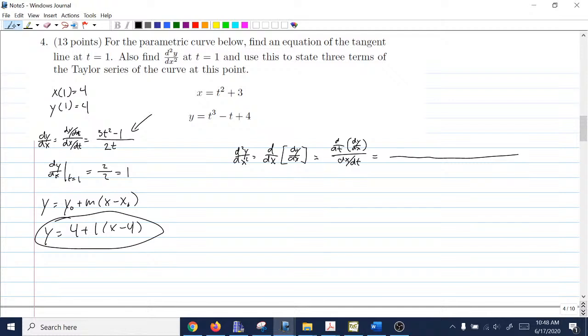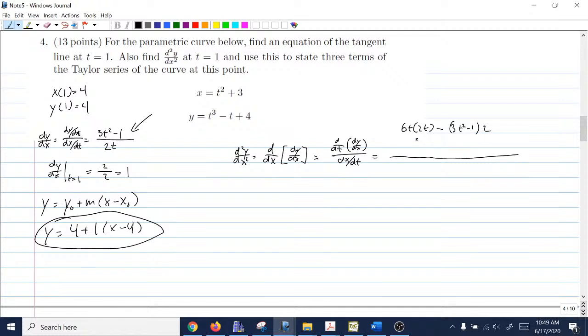Dy dx is always this, so the derivative of that with respect to t is the quotient rule. Derivative of the top is 6t. Leave the bottom alone, which is 2t. Minus, leave the top alone, which is 3t squared minus 1.